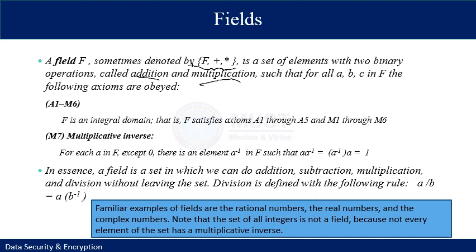So division is defined with the following rules, such as A divided by B is written as A into B inverse. So familiar examples of fields are the rational numbers, the real numbers and the complex numbers. Note that the set of all integers is not a field because not every element of the set has a multiplicative inverse.